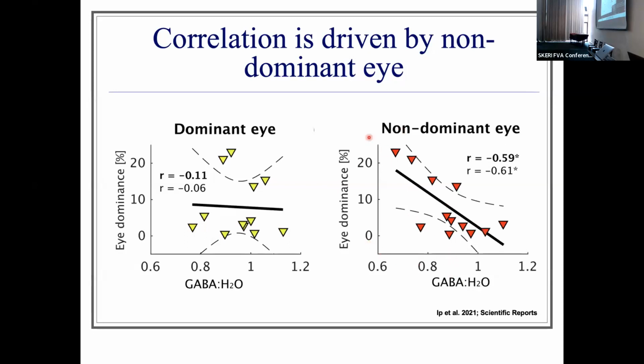Essentially, the more dominant the dominant eye is, the lower the GABA released from the non-dominant eye. So essentially saying, if the non-dominant eye is not very good at inhibiting the dominant eye, then you get this imbalance between your two eyes.